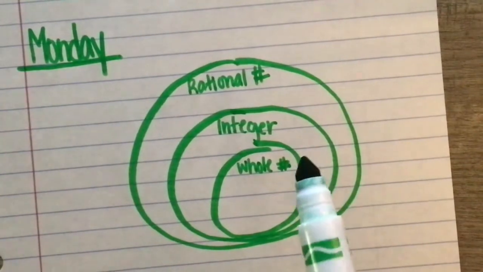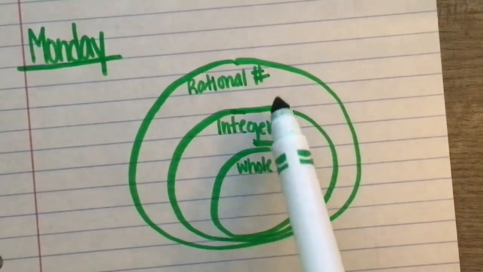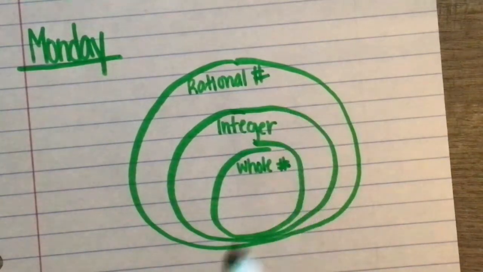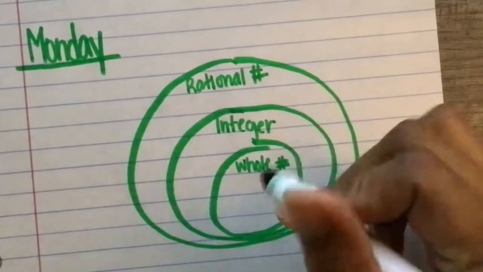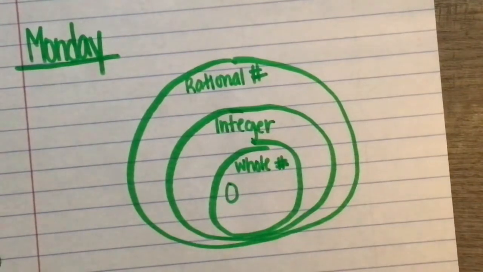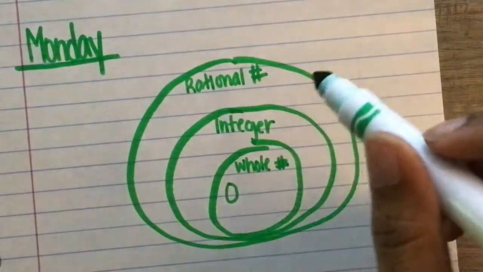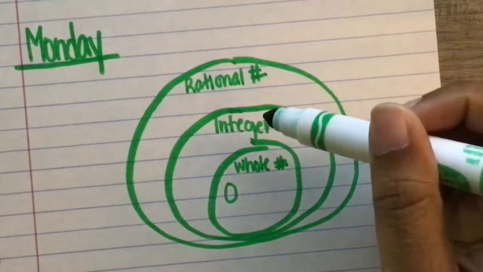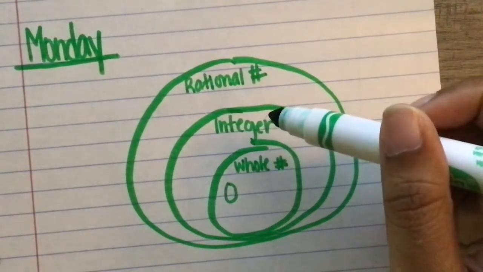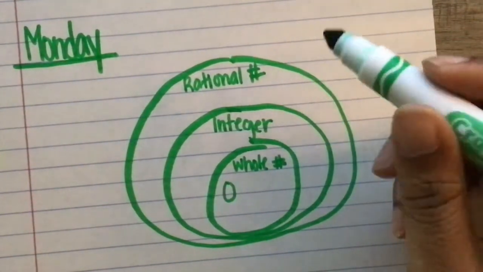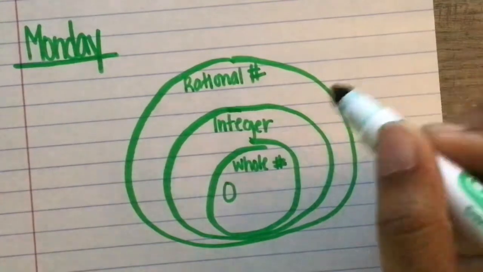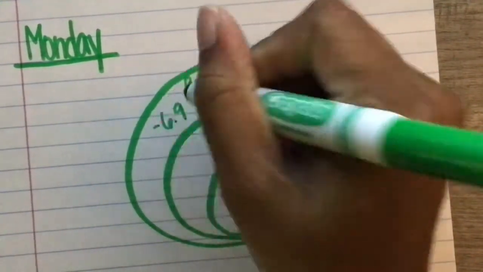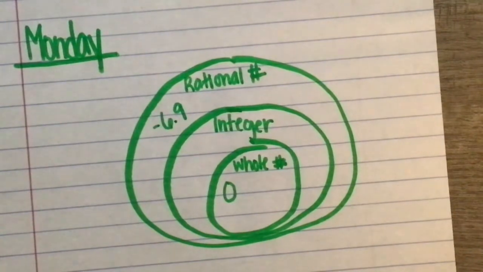So 0, we need to decide is 0 a whole number, an integer, or a rational number. Well, 0 can be counted as a whole number, an integer, and a rational number. So we'll put 0 here. Next, we have -6 9/10. We know that it's a rational number because all of these numbers will be rational. An integer is a positive or negative whole number, and -6 9/10 is not a whole number. So -6 9/10 is going to stay inside of rational number.